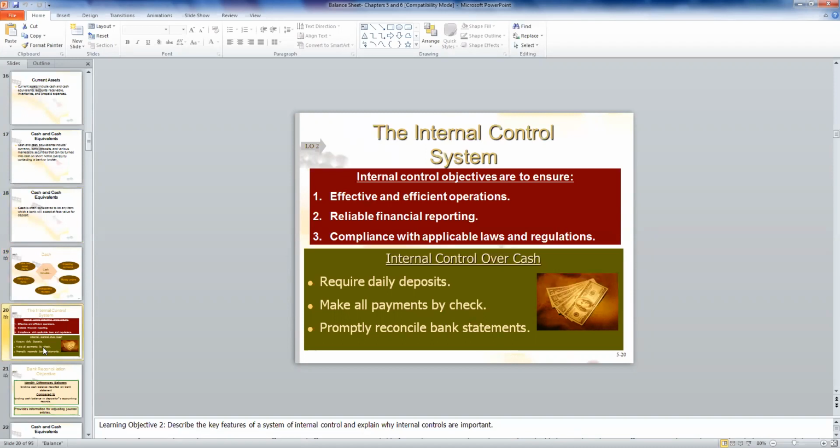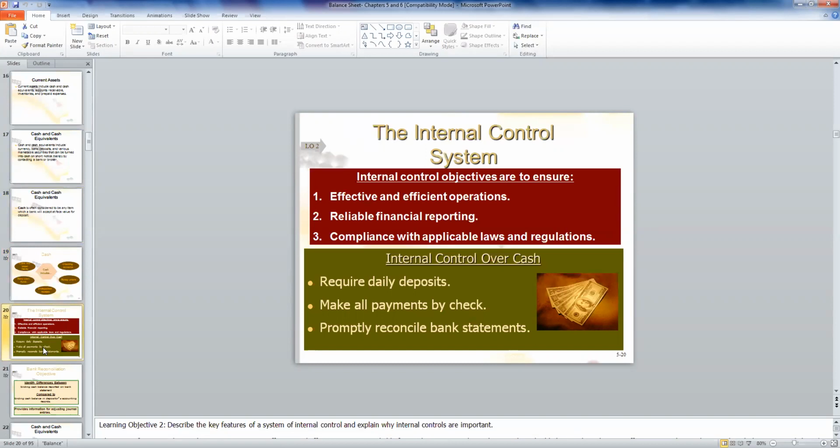And so when it comes to cash, some of the things that are considered part of a solid internal control system is that we make daily deposits of all cash we receive. We make all payments by check so we can trace them down. If you get a bank statement, we reconcile the bank statement. And there's also something called segregation of duties, which means that if I have access to the cash, then I should not also have access to the financial records that record the cash. So we want to separate those two things to prevent collusion.